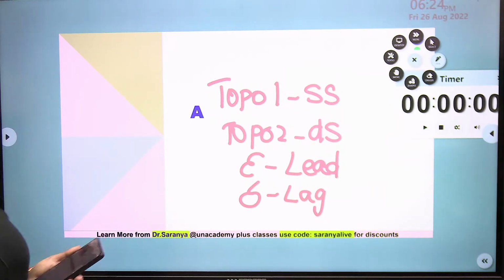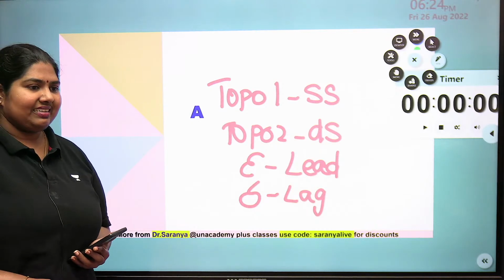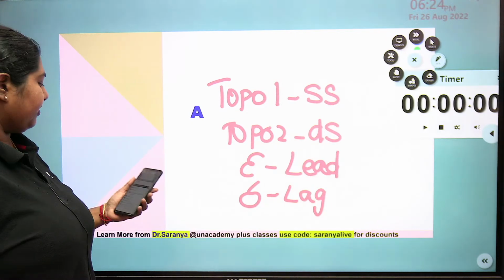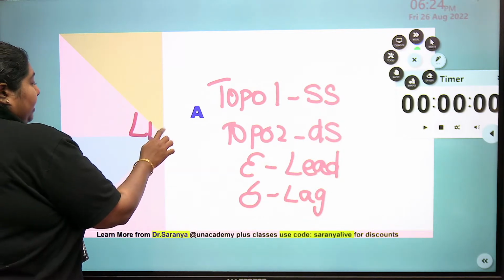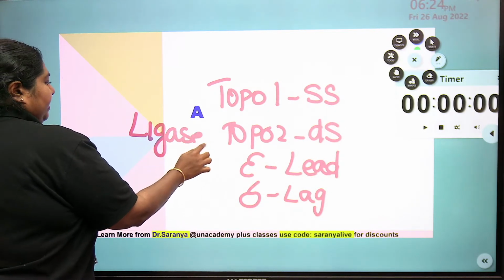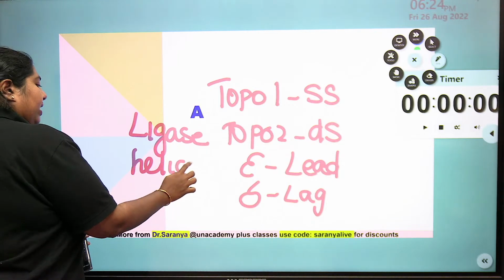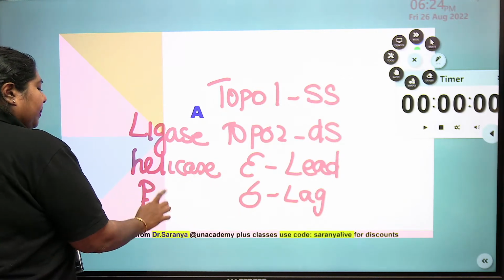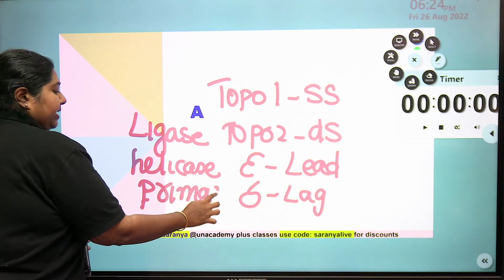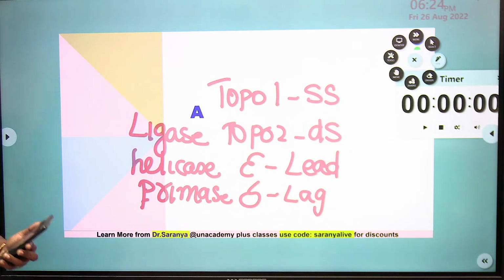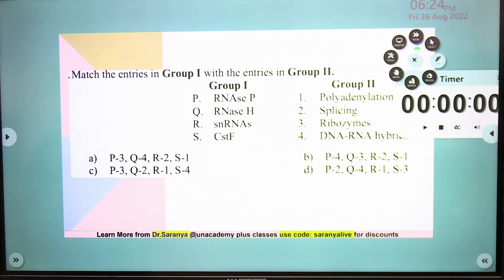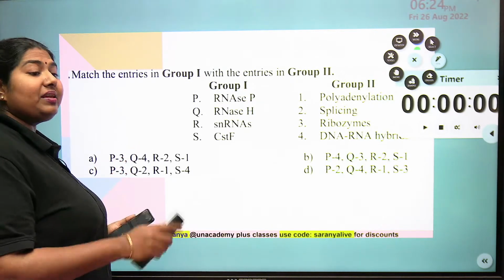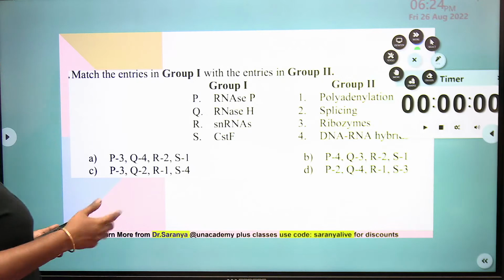This was your February 2022 question paper, not a very old one, a recent one only. So, please be aware of all the enzymes involved in your replication. Apart from this, whatever enzymes are involved: ligases, right? Helicase, okay. And then you have your primase. All these may look simple, but it may come in another match the following, so please be ready with that. All right, let's move towards the next example of a similar kind of match the following that may be asked in your examination.